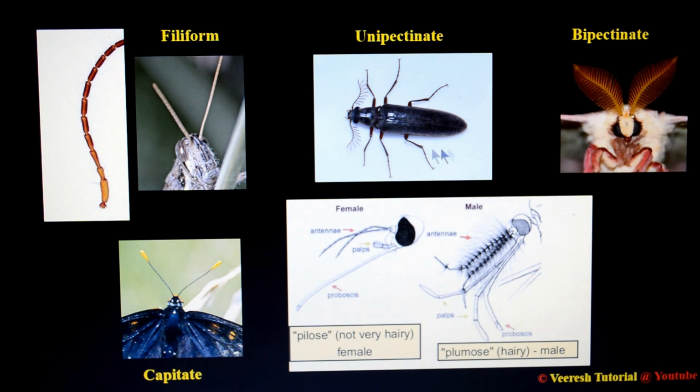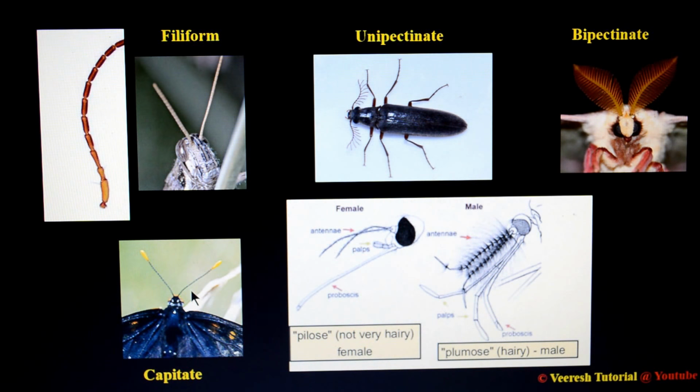And next one is unipectinate. It is also called the comb-like antenna. Here the segments have long slender processes on one side. This type of antenna you can see in some of the beetles and in sawflies also. And the bipectinate type of antenna is also called double comb-like. The segments have long slender lateral processes on both sides. This type of antenna you can see in silkworm moths.